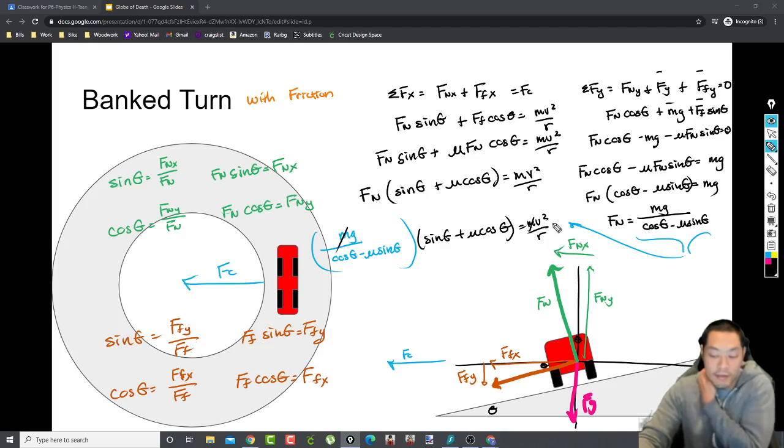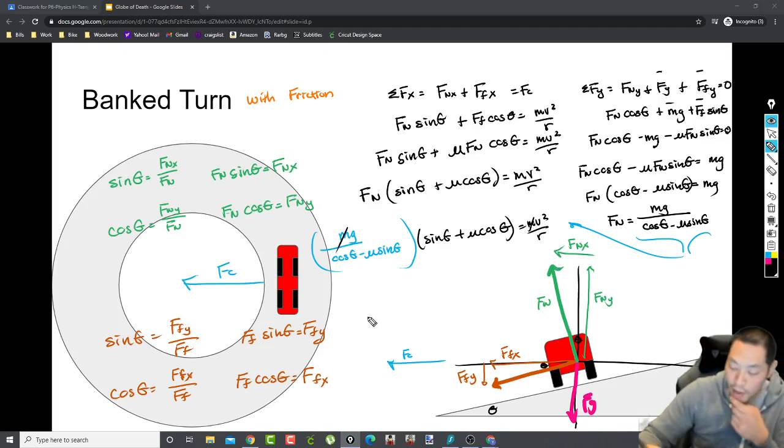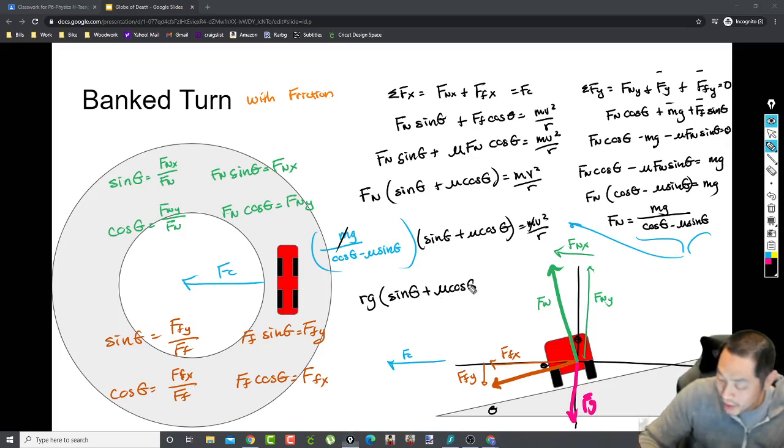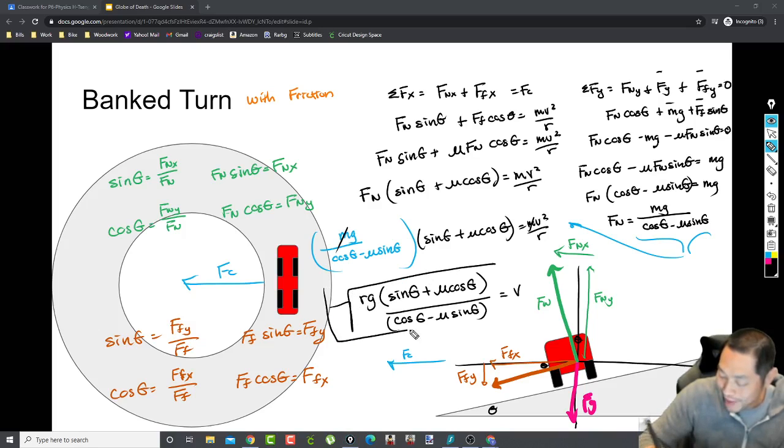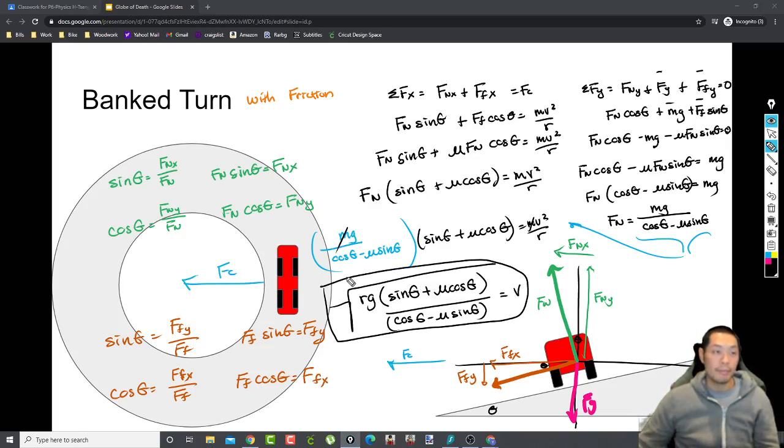My goal is to isolate v, so I'm going to multiply the other side by r. So you get rg times sine theta plus mu cosine theta divided by cosine theta minus mu sine theta equals v squared. And then to get rid of the squared, you take the square root. So here is my last equation, and it's pretty ugly, but there it is.